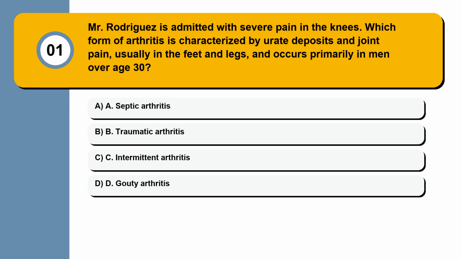Which form of arthritis is characterized by urate deposits and joint pain, usually in the feet and legs, and occurs primarily in men over age 30? A. Septic arthritis. B. Traumatic arthritis. C. Intermittent arthritis. D. Gouty arthritis.